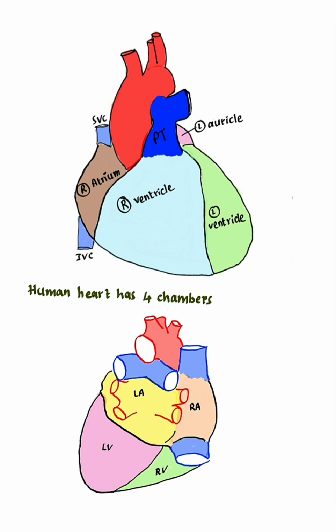The human heart has four chambers: right atrium, right ventricle, left atrium, and left ventricle. Atria and ventricles are separated by the atrioventricular groove. The two ventricles are separated by the interventricular groove. The two atria are separated by the interatrial groove.